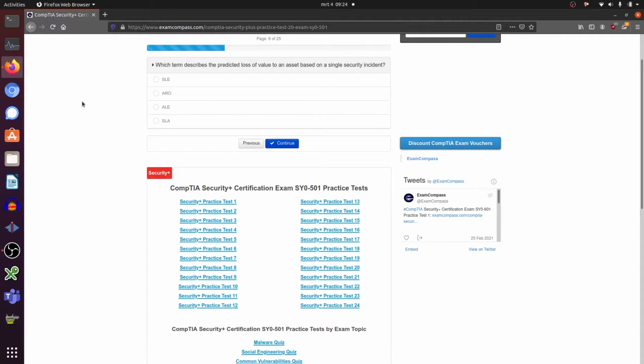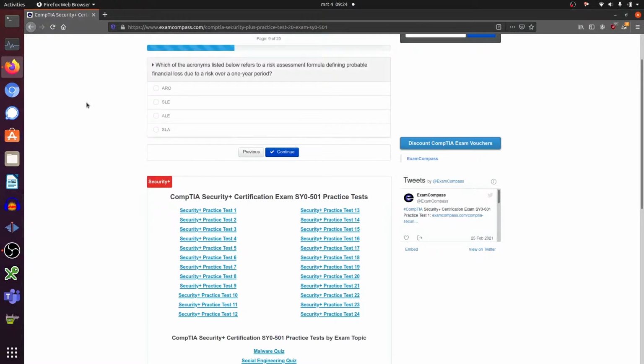Which term describes the predicted loss of value to an asset based on a single security incident? SLE. Which of the acronyms listed below refers to a risk management formula defining probable financial loss due to the risk over a 1-year period? That's an ALE.